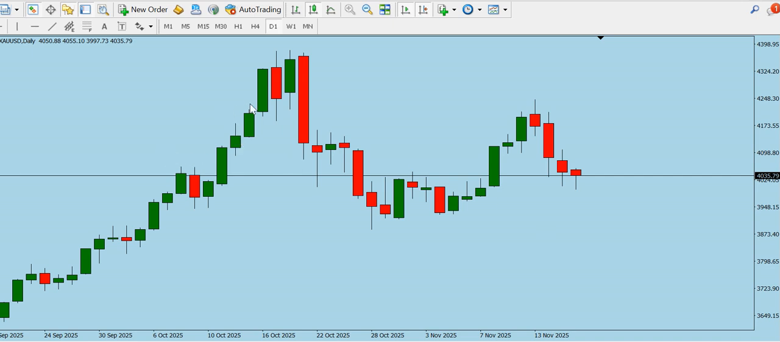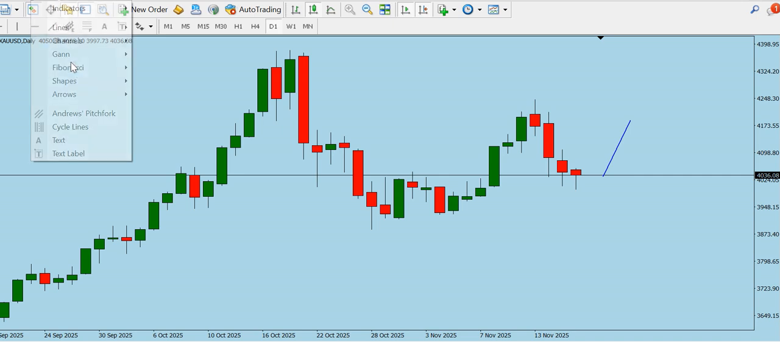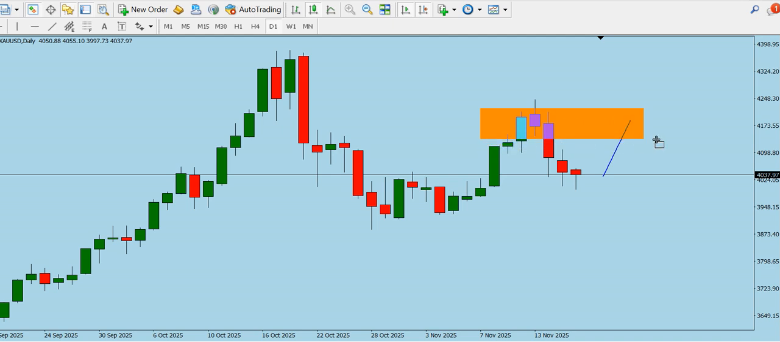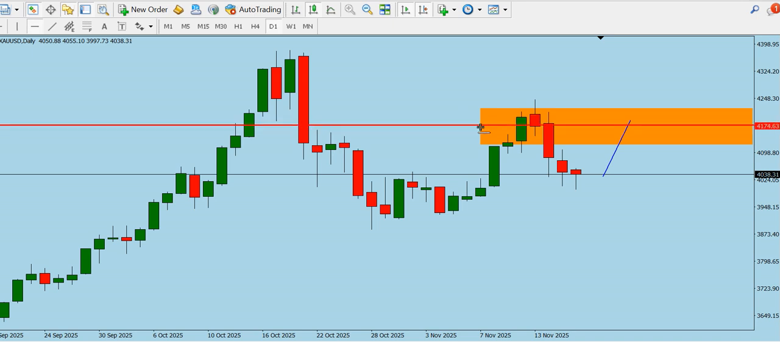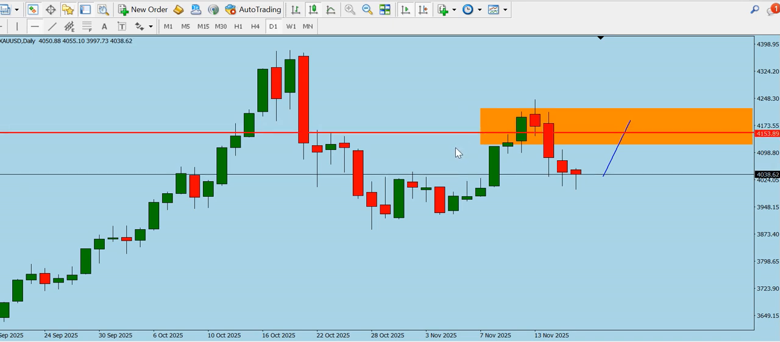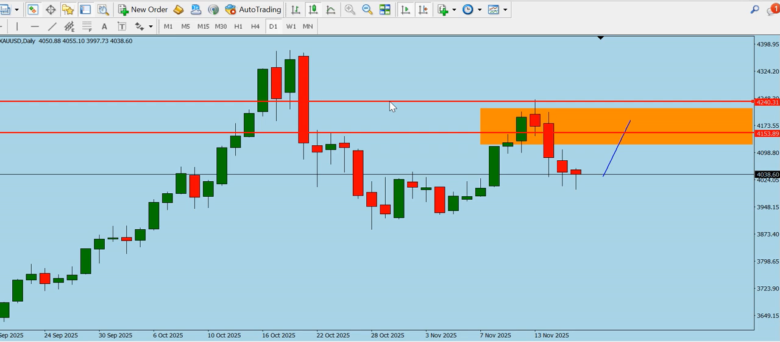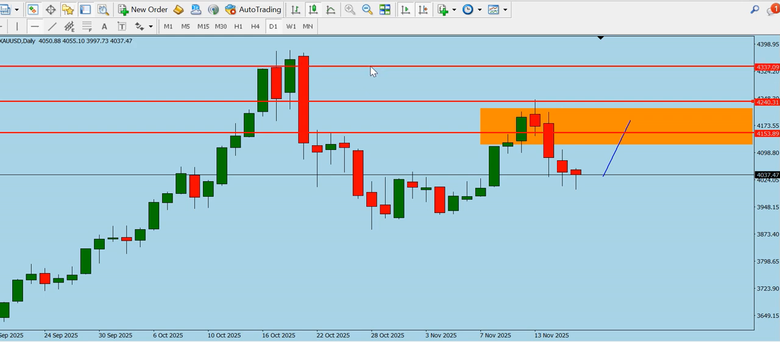If price rises up, price might likely meet with resistance around here. I'm talking about resistance at the 4153 area, at the 4240 area, and also at the 4337 area.